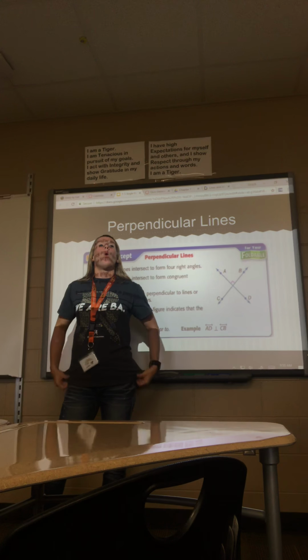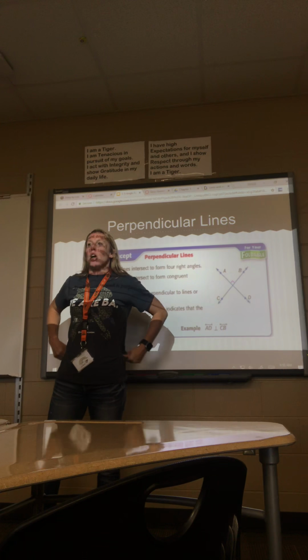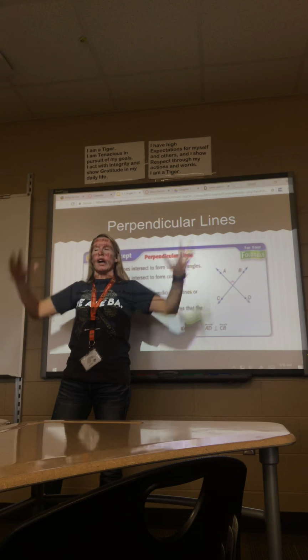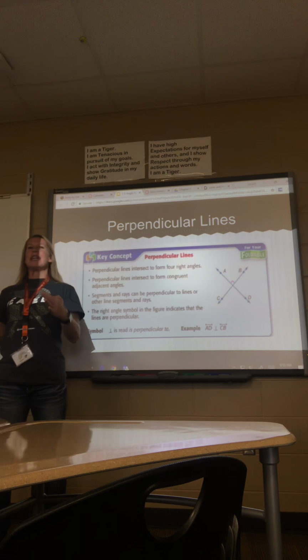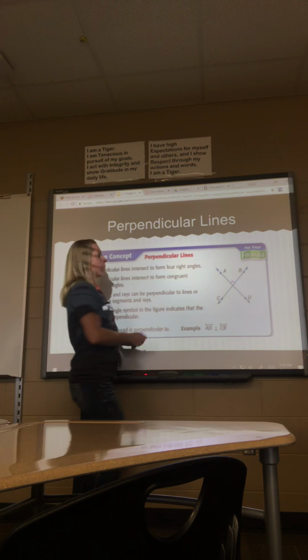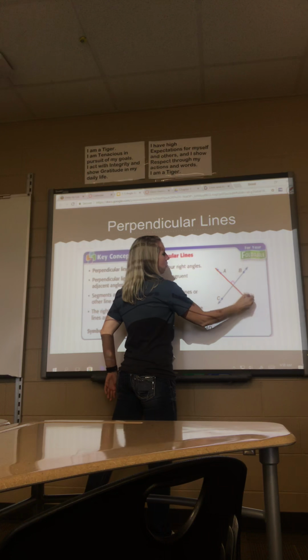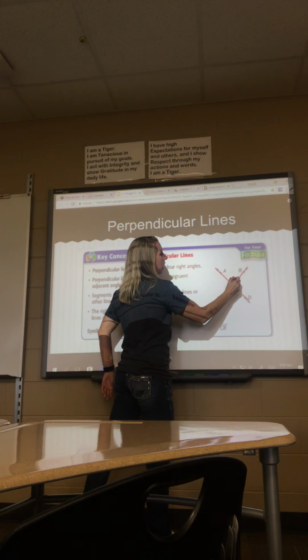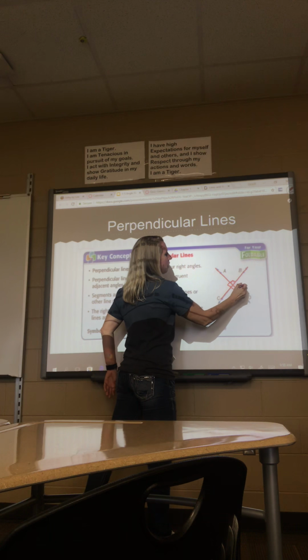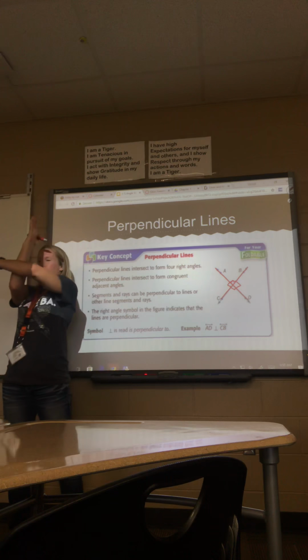Okay, one more concept. I know this is a lot. Perpendicular lines. Do you guys know that perpendicular lines form 4 right angles? 4 right angles are perpendicular lines.